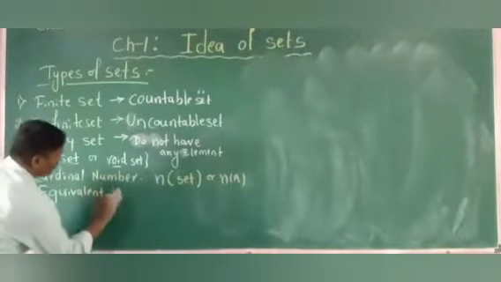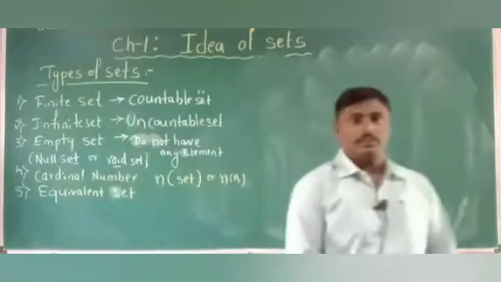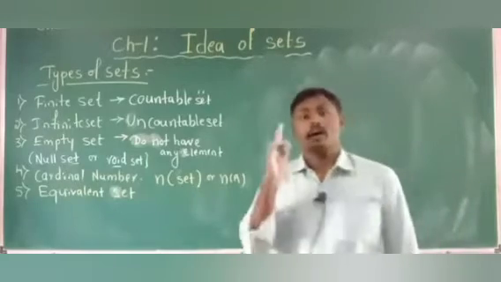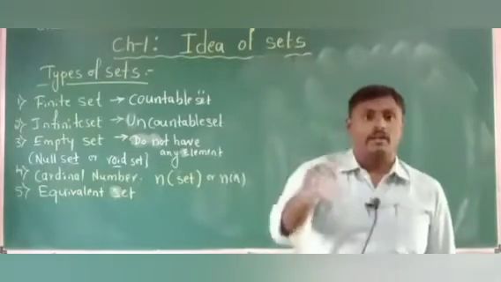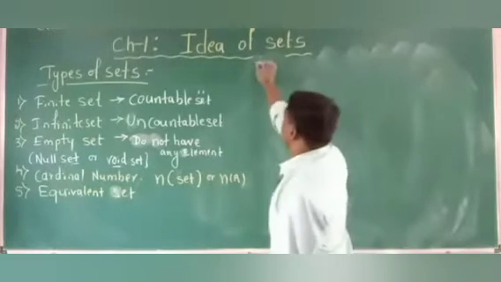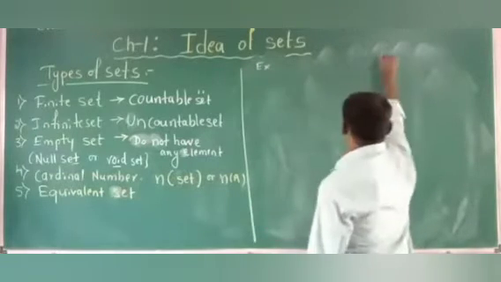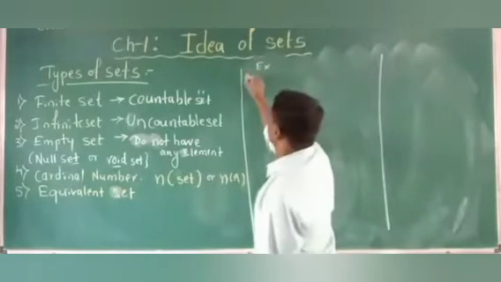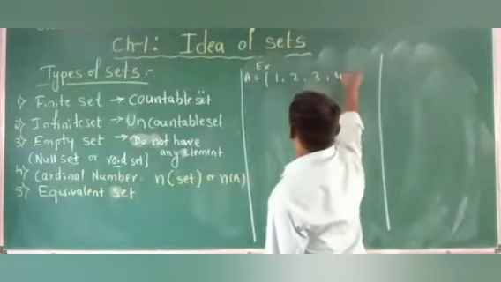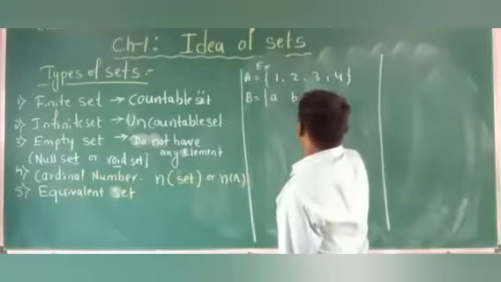Equivalent set. So equivalent set means what? If two sets having equal number of elements, then that two sets are called as an equivalent set. For example, I am taking here set A as 1, 2, 3, 4, and set B as A, B, C and D.